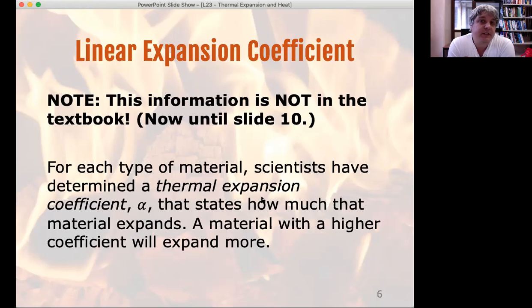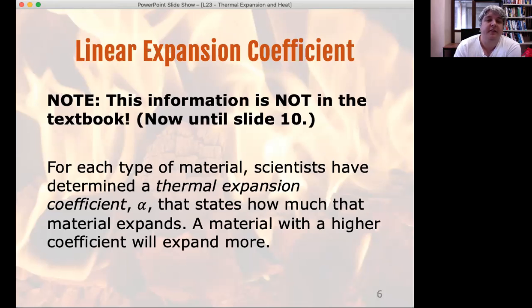The linear expansion coefficient is the number that tells us how much that length is going to change. For each type of material, we have to go and figure out that thermal expansion coefficient, and scientists have already done all the work for us, so we don't personally have to figure it out. We can just look up the values in reference tables. So that thermal expansion coefficient, which we write with the symbol alpha, just tells us how much the material expands. It's a ratio of the new total length versus the original length, essentially. We'll look at the formula in a moment. But the higher that coefficient is, the more the material will expand. So something with a bigger alpha is going to expand more than something with a smaller alpha.